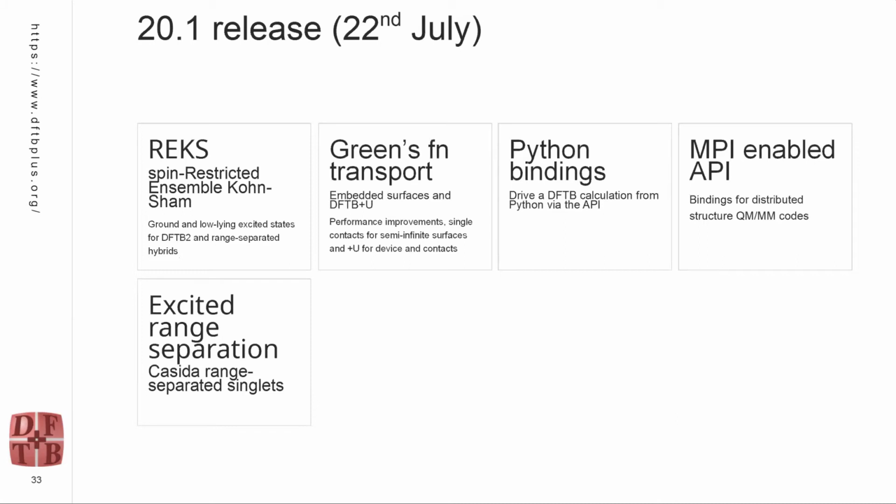Things like spin-restricted ensemble Kohn-Sham. We have got technology for Green's function transport, so you can wire up a molecule or a solid to some electrodes and put the thing under bias and have a look at what happens. And recently we've also acquired things like bindings for Python and C++ and other external codes.